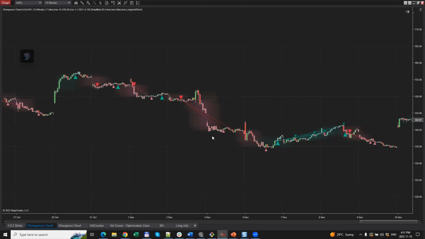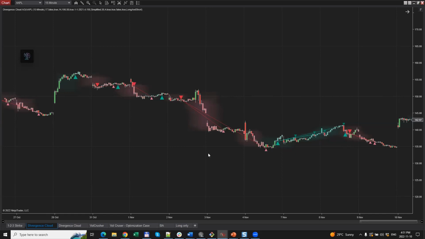And many traders use divergence cloud simply because of these colorings here, and they use it as an additional filter for their own trading system. For example, they would only take a long trade if the cloud color at the same time is also greenish, or only take a short trade when the cloud color is also at the same time reddish.